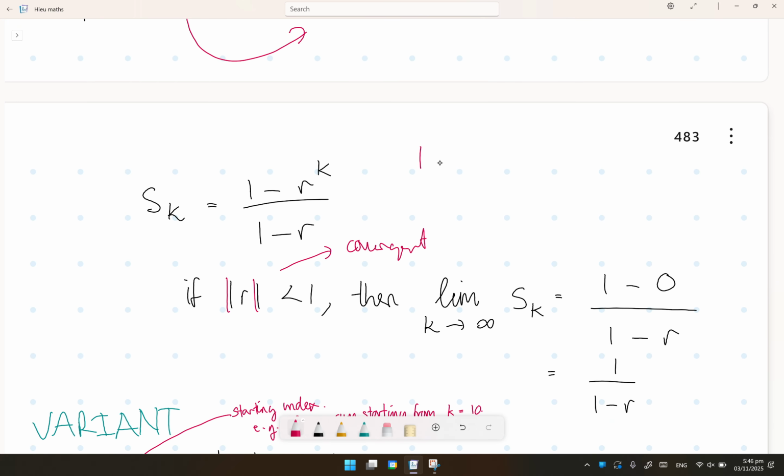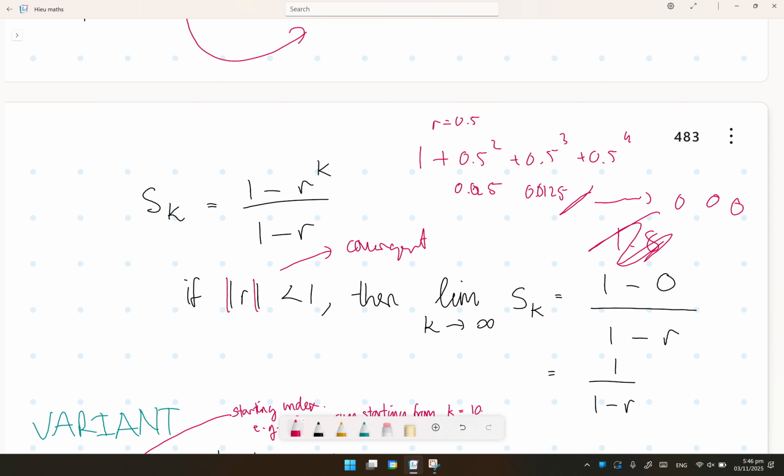So if you imagine we had 1 plus, and let's say r is equal to 0.5, we have 0.5 squared plus 0.5 cubed plus 0.5 to the 4. What's going to happen here is 0.5 squared is 0.25, and this one is 0.125, a really small number. It gets smaller and smaller until you're just adding zeros. So the total will be something like 1.8 or something, I don't know. But basically, when the magnitude of r is less than 1, that's when it's convergent.